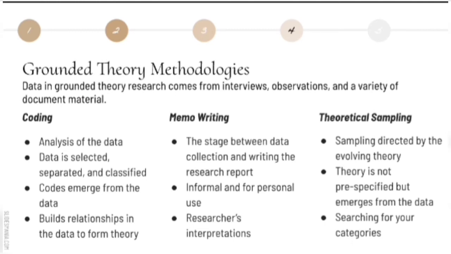Grounded theory methodologies. Data in grounded theory research comes from interviews, observations, and a variety of document material. There are a few methodologies that are integral to grounded theory research. These are coding, memo writing, and theoretical sampling. Coding, according to Pregel and Behrens and Charmaz, is the analysis of the data. Data is selected, separated, and classified. Codes emerge from the data and build relationships in the data to form theory.